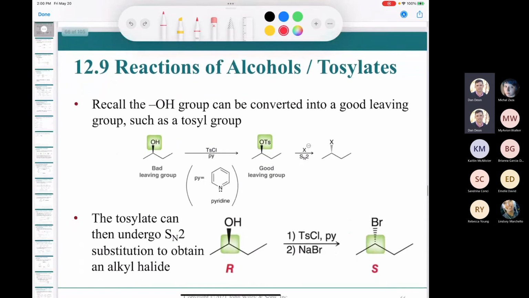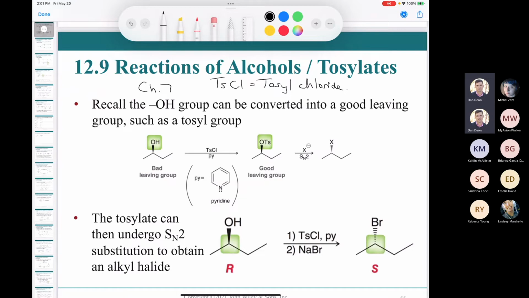Well, on the next slide, I have some more review. If you go all the way back to chapter 7, we talked about another way to make an alcohol a good leaving group, and that is to convert it into a tosylate. How do we do that? We treat it with TsCl. TsCl stands for tosyl chloride, which in tosyl stands for toluene sulfonyl chloride. And then PY, of course, stands for pyridine or base. So we end up forming the tosylate, which is a good leaving group.